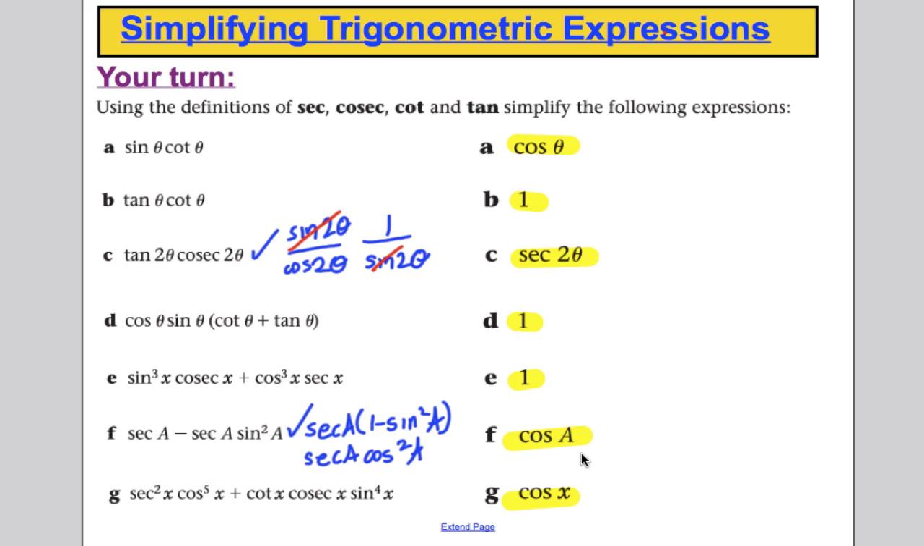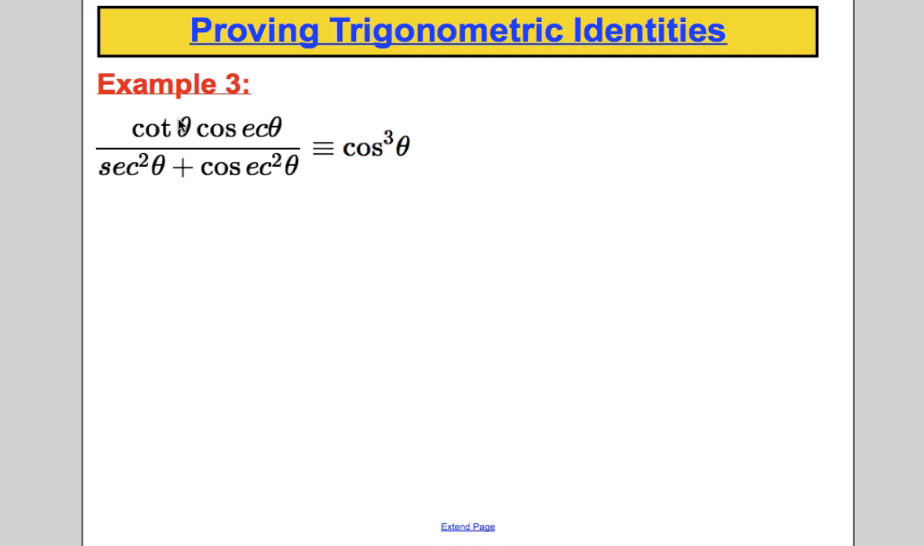Okay, we've now simplified trigonometric expressions using the definitions of sec, cosec, and cot. Now what we're going to do is prove some trigonometric identities using these definitions as well. So let's just start with an example, and then I think you should do a few yourself. Example. Prove that, or show that, cot theta cosec theta over sec squared theta plus cosec squared theta is identical to cos cubed theta. Now, with identities, it's the same as the way you did it in core 2. Start with one side, play around with it, and try and get to the other side. We're going to start with the left-hand side.